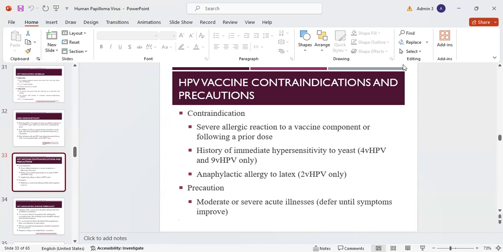HPV vaccine contraindications and precautions. Contraindication: severe allergic reaction to vaccine components or following a prior dose, history of immediate hypersensitivity to yeast, and anaphylactic reaction to latex. Precautions: moderate or severe acute illness; defer until symptoms improve.